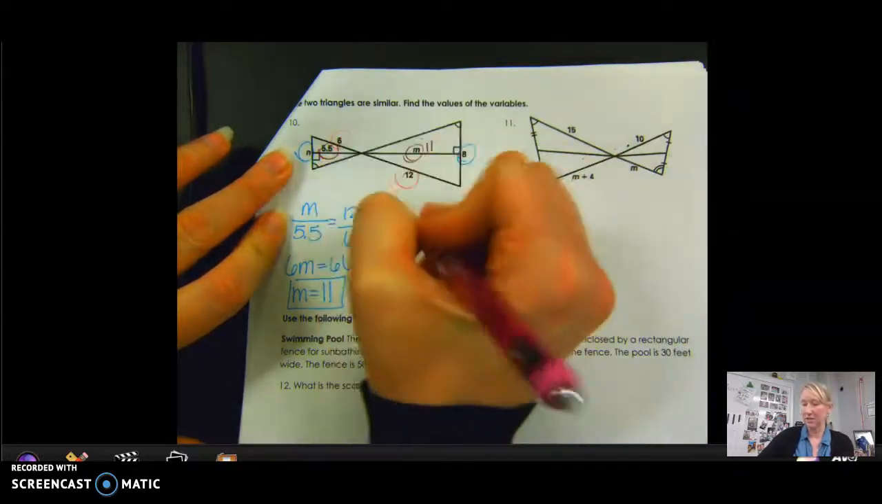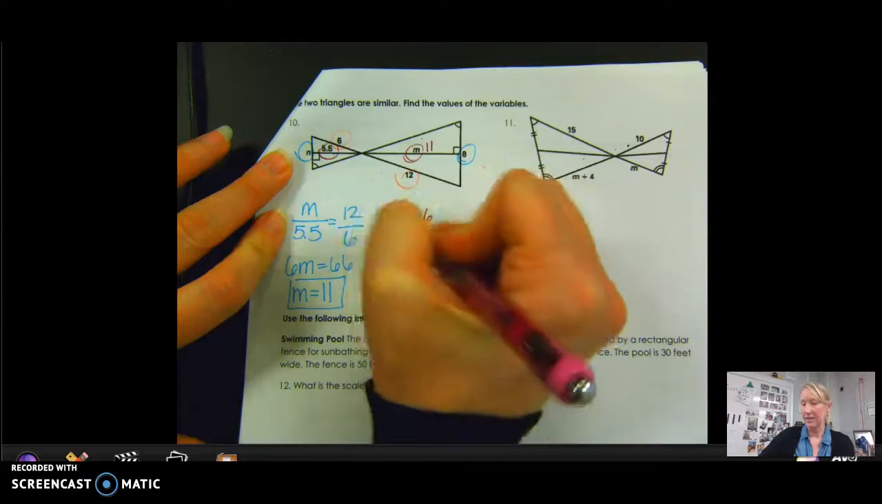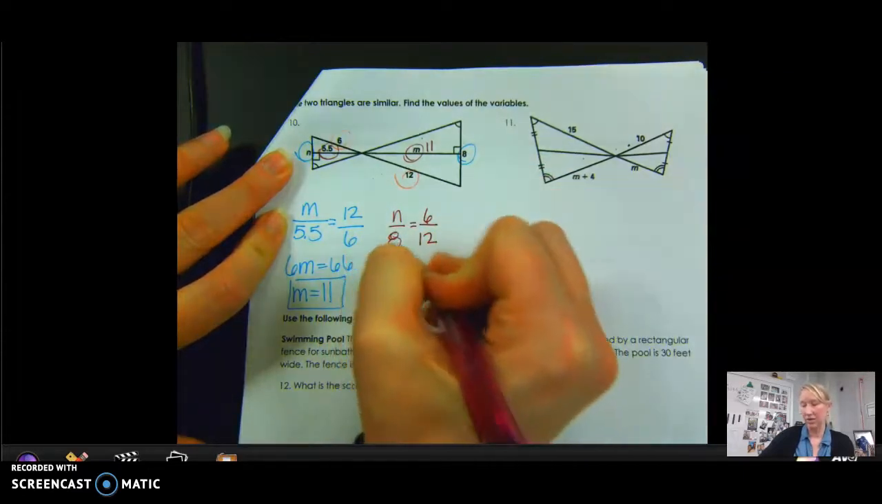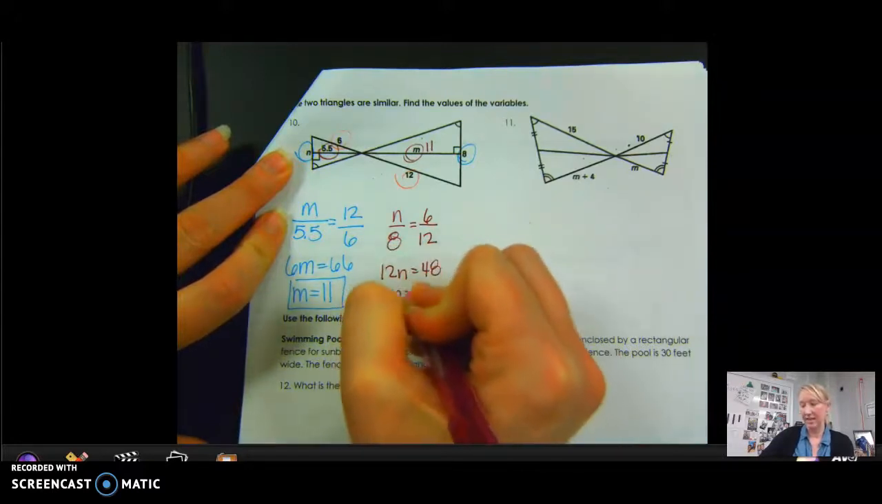So n matches up as on the same one as the 6. 8 is on the same one as the 12. Cross multiply, I get 12n equals 48. Divide by 12, and n equals 4.